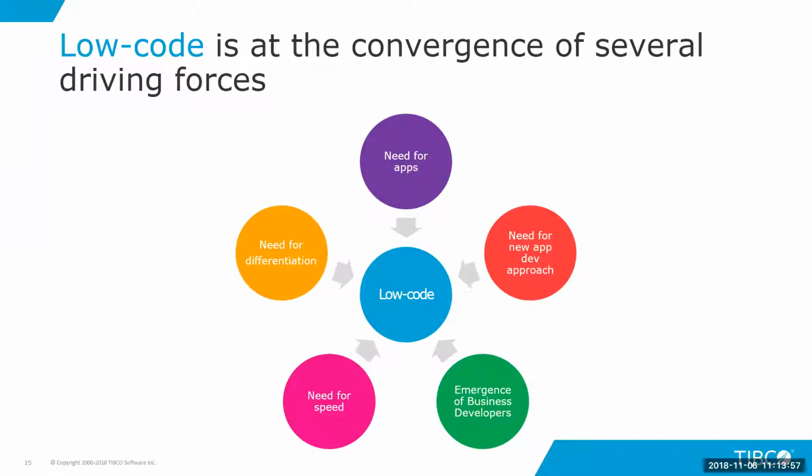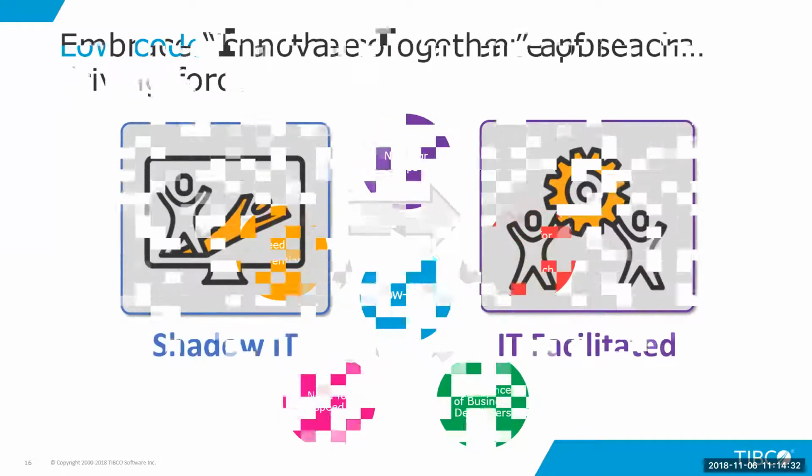So to summarize, if we step back, low code today, there's a big spotlight on this approach because of the need to transform digitally. And when you look at it, it really is at the convergence of this need for new or updated applications, the fact that IT is struggling to keep the lights on, the emergence of business developers who have a passion to fix issues and want to deliver a better experience, also from a customer standpoint. In addition to that, the need for speed and need for differentiation is paramount, and low code sits at the convergence of those driving forces.